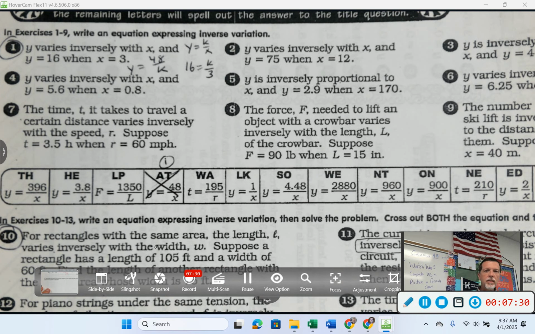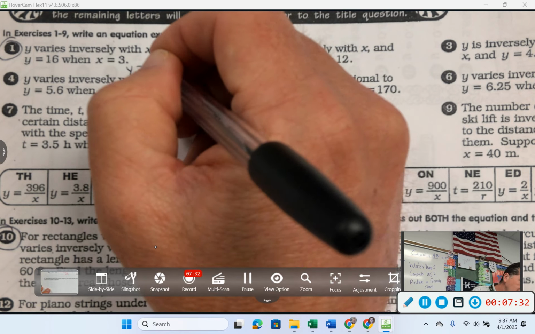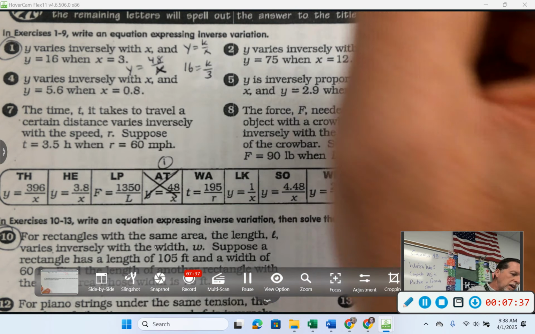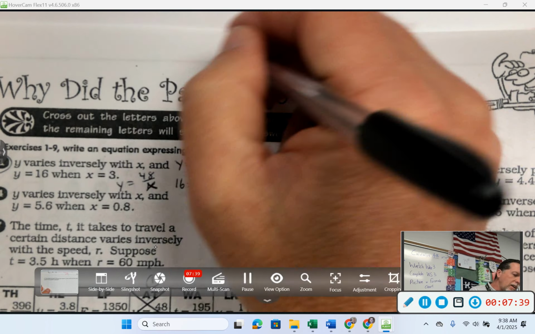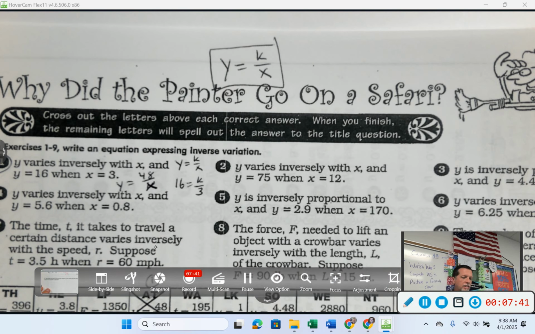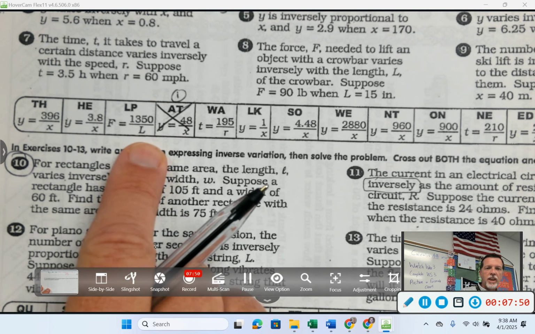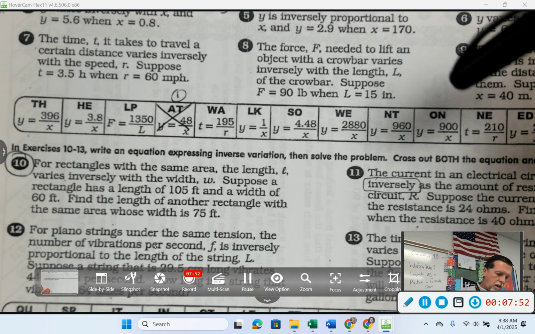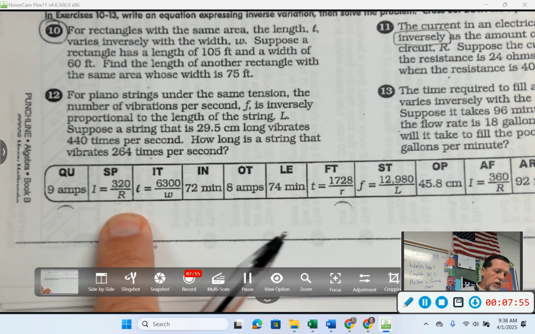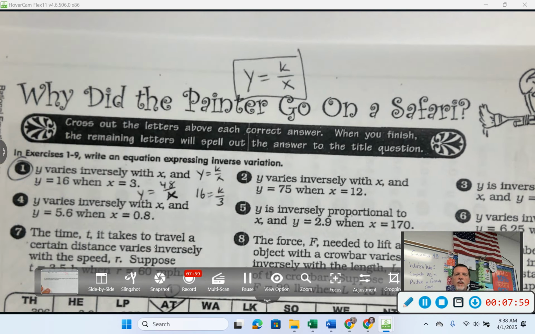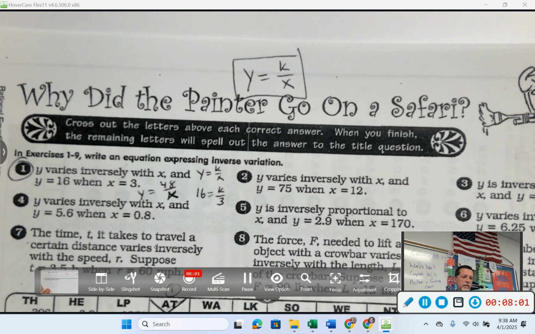What's that? Why is it over x? Oh, it should be over x. Because all the way back, they're all going to be y equals k over x, because they're all inverse. I mean, they're not all over x because sometimes they use different variables like L, and on the bottom you see more variables R and W and L. But the setup is always y equals k over x.